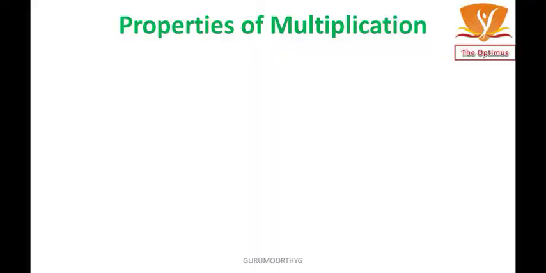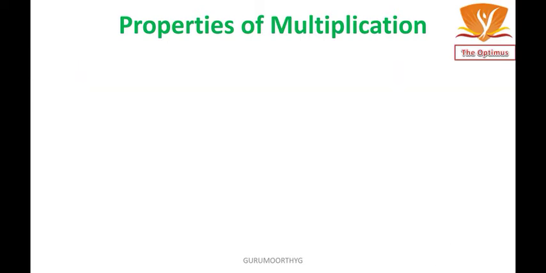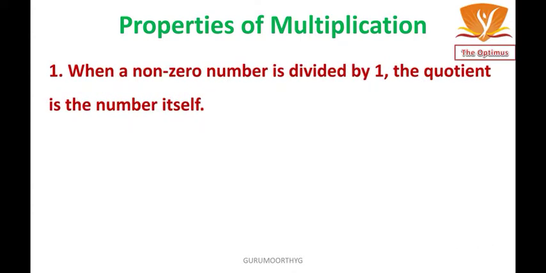Next topic is properties of division. Dear kids, assume I have 7 pencils. I want to give them to one student. How many pencils is it possible to give? Yes, 7 pencils. That is property 1. When a non-zero number is divided by 1, the quotient is the number itself. Example, 7 divided by 1 equals 7.